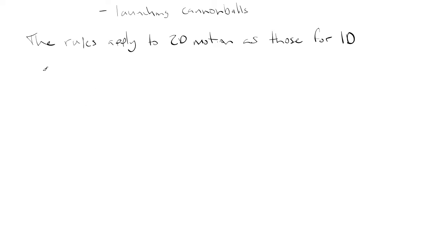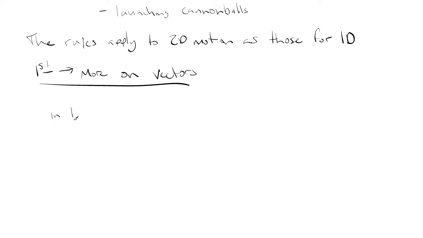Now, the one thing that we have to worry about is that before we can apply those rules, we have to do a little bit more work on the front end, dealing with the quantities themselves, the vectors themselves, before we can move on. So before we get into applying the rules to 2D motion, we're going to talk a little bit more about vectors. As we've said from day one, vectors are numbers that have both a magnitude and a direction.